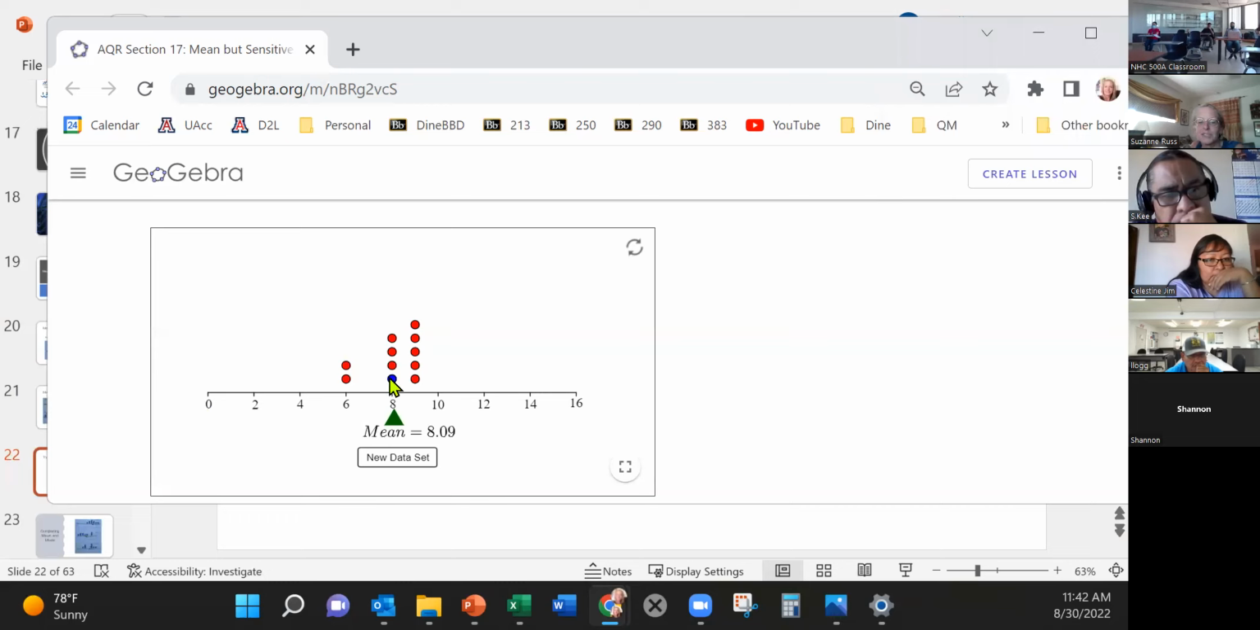8.09 is the average. But let's take this outlier and move it way down here and see what happens. Now the mean is 7.36. It's way below the median. Do you see how this outlier pulled this mean, sort of like a magnet? Or if we pull it way up here, it pulls the mean almost to 8.82. It's like it's not paying any more attention to these 6s here. And so this little concept is an interesting and important one.